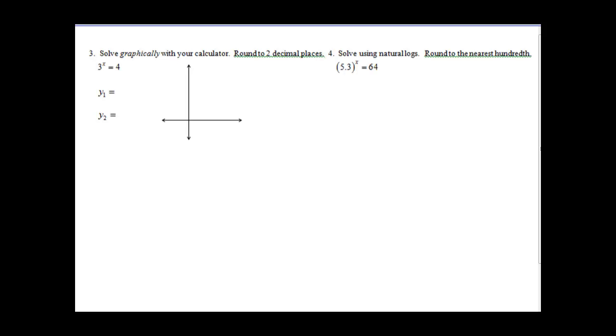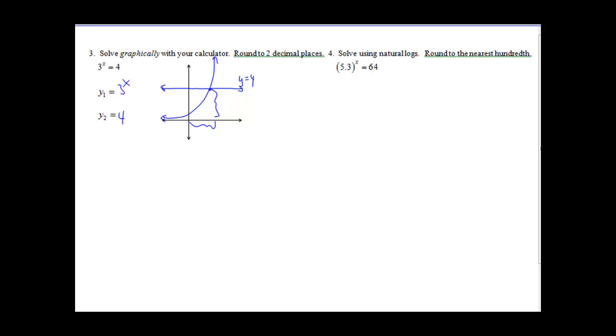By graphing, if we have 3 to the x equals 4, really we're just going to set one side equal to y1, and the other side is equal to 4. So here's 3 to the x, here's 4. If we graph this, we get a line that's y equals 4, and we're going to get another exponential that's going to triple. What we're interested in is where those two are equal, at this x. So we're going to find that point.